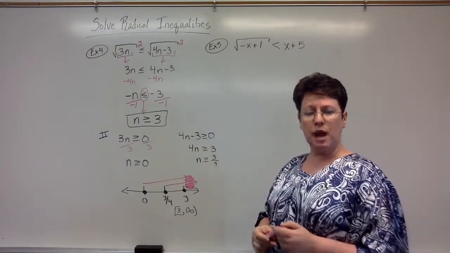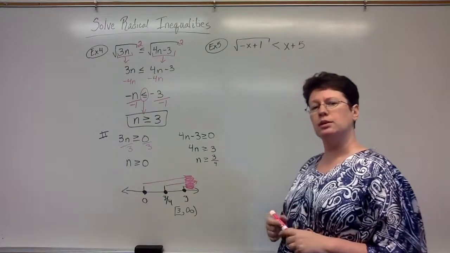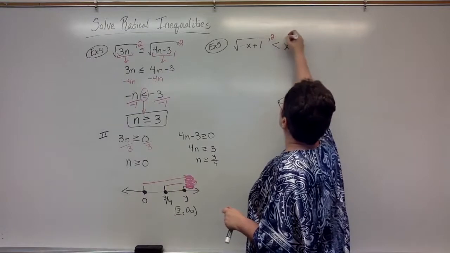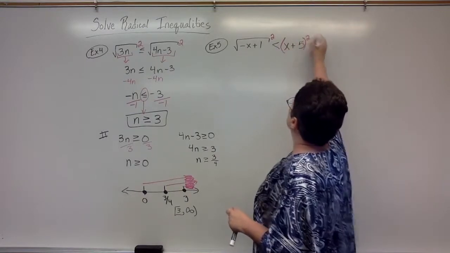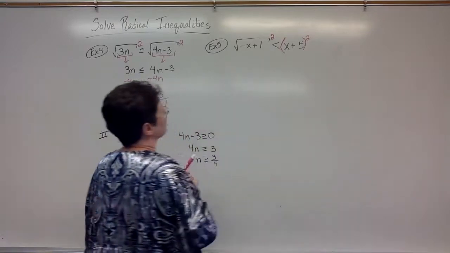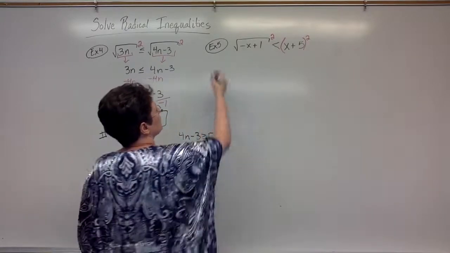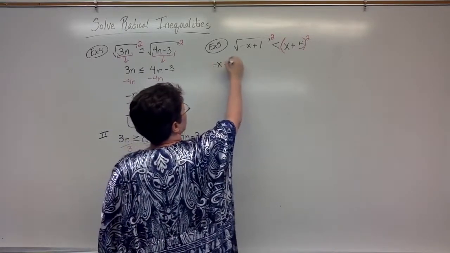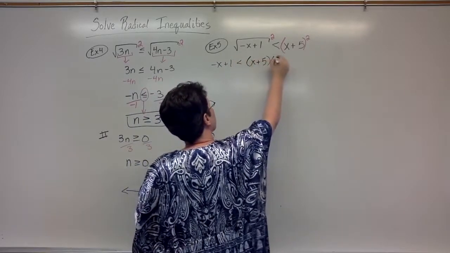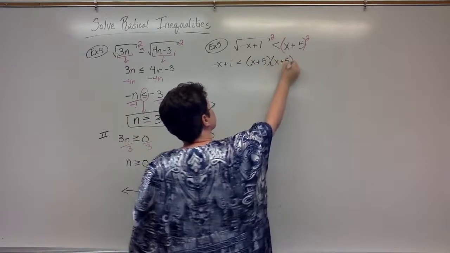So I raise it to a power. What power will I raise it to? We square it. We're going to square both sides. So when I square the left, I'm going to have to write it twice. That's okay, we can do that. So I have negative x plus 1 less than x plus 5 times x plus 5.